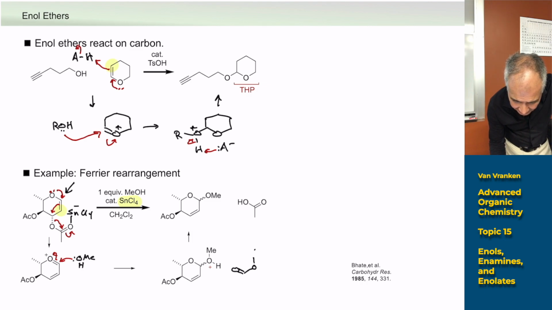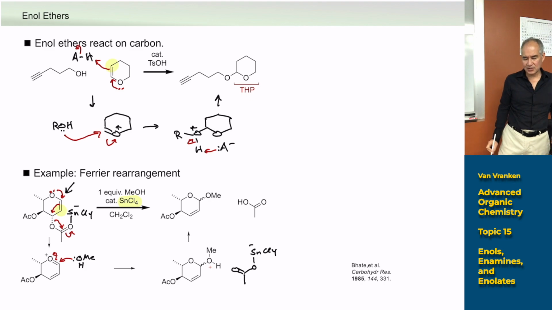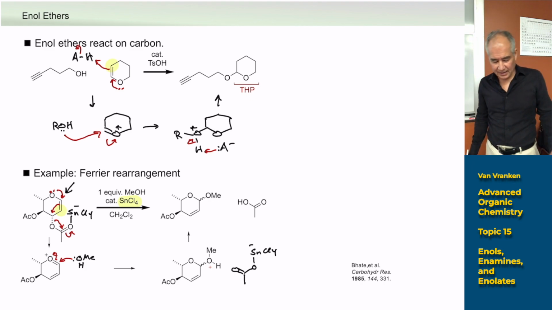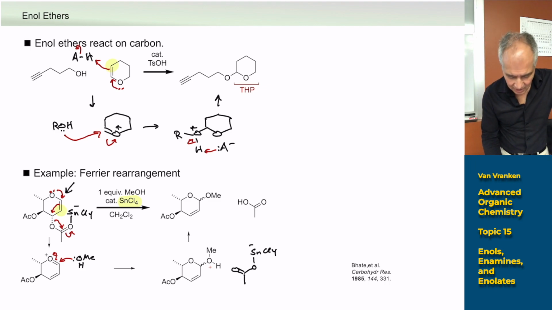This is what happened to that leaving group. It left as this species, this tetrachlorostanate anion, this acetoxy stanate anion. And because of that negative tin, that whole pi system with the oxygens there is basic. So we can now use this.